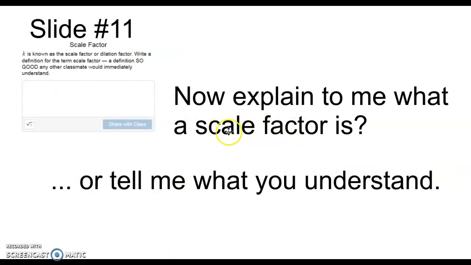So we've just played with it. Can you put some words to it? Can you explain to me, tell me what you understand now. Explain to me what a scale factor is, that K getting bigger and smaller. Hard to put things to words.